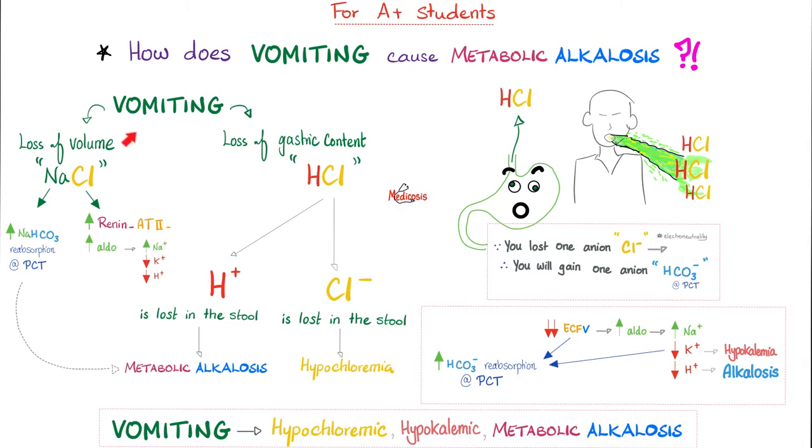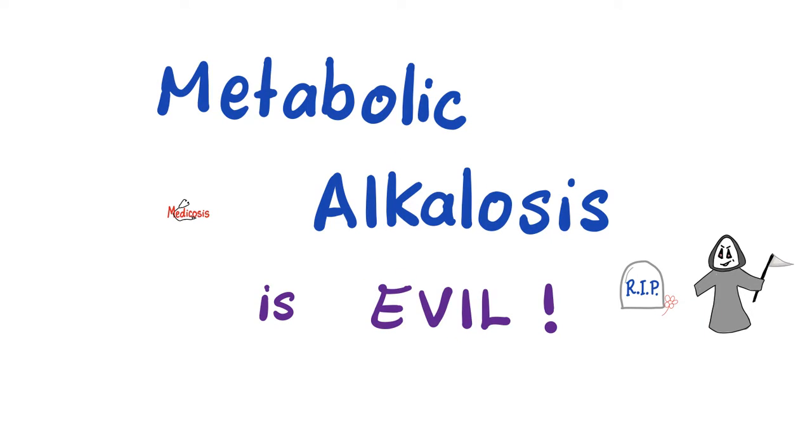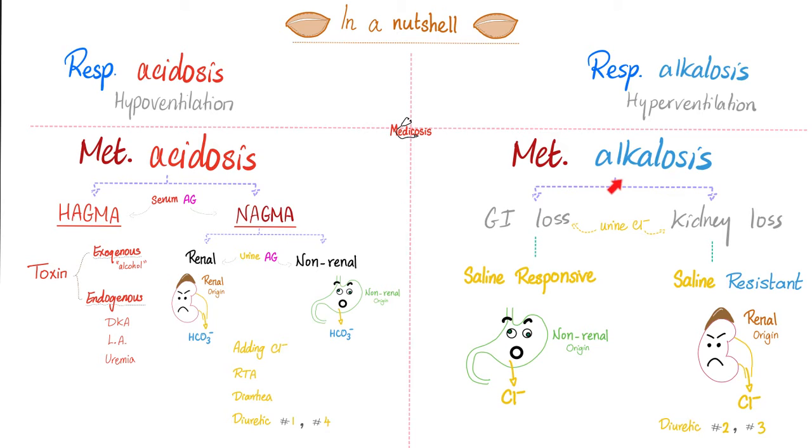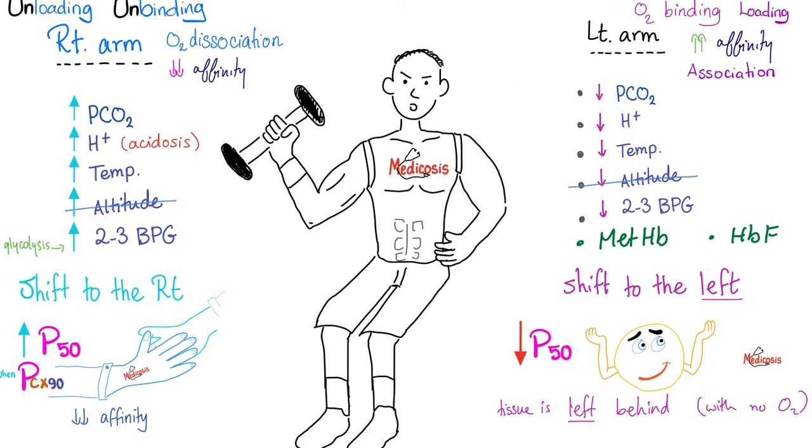Moreover, when you vomit, you lose volume. When you lose volume, you get volume depletion. And when you get volume depletion, aldosterone goes up. When aldosterone goes up, potassium in the blood goes down. So in a nutshell, vomiting causes hypochloremic, hypokalemic metabolic alkalosis. Metabolic alkalosis is evil. Metabolic alkalosis is when your blood pH is higher than usual, caused by something other than the lungs. Why is metabolic alkalosis evil?